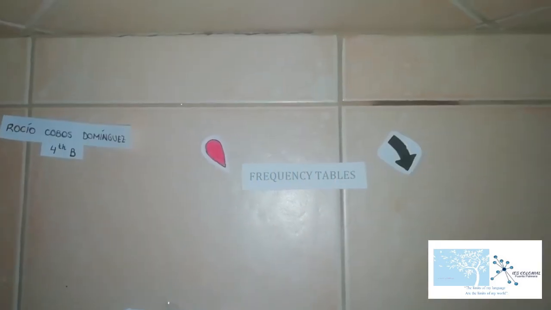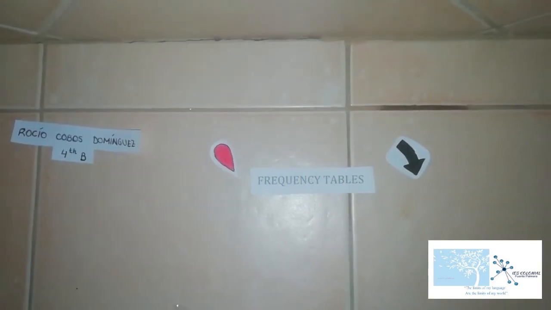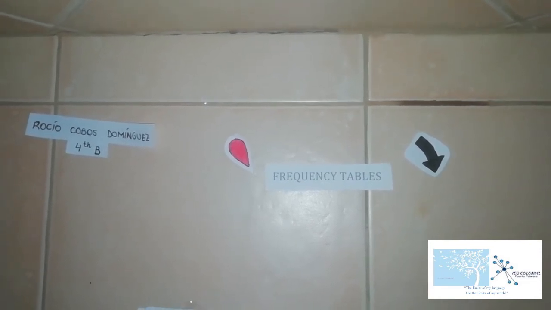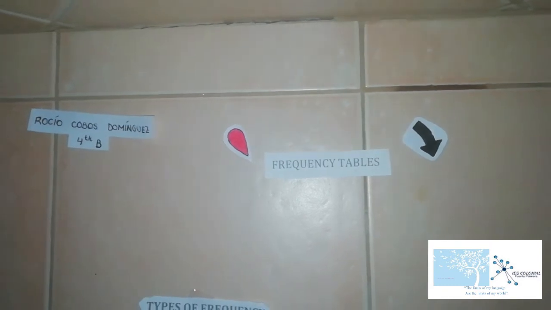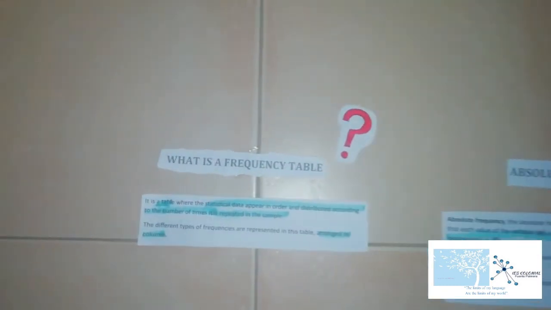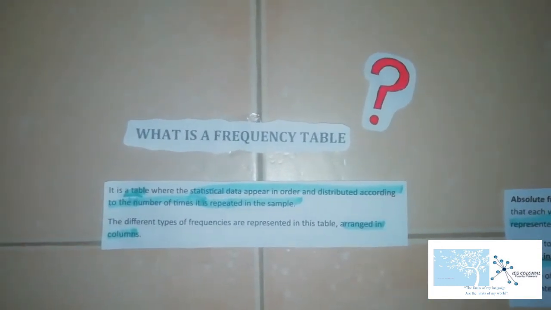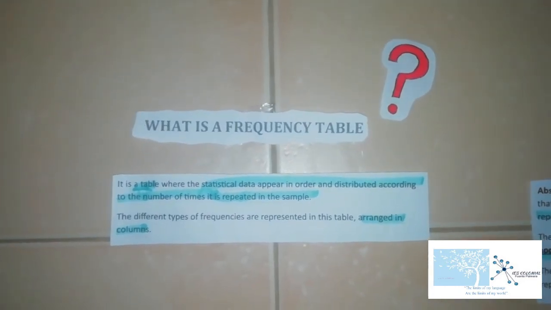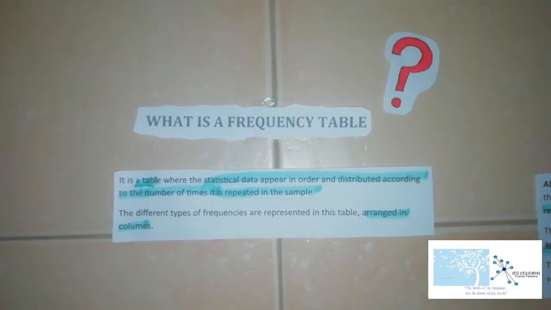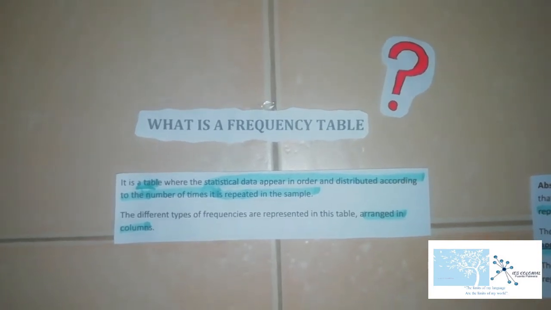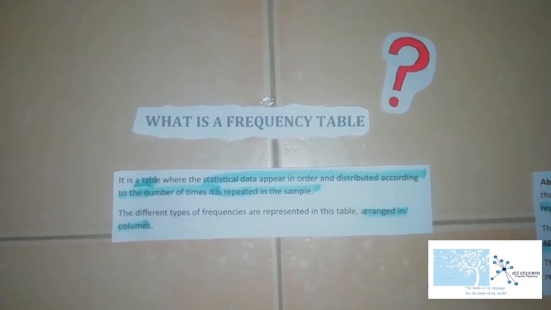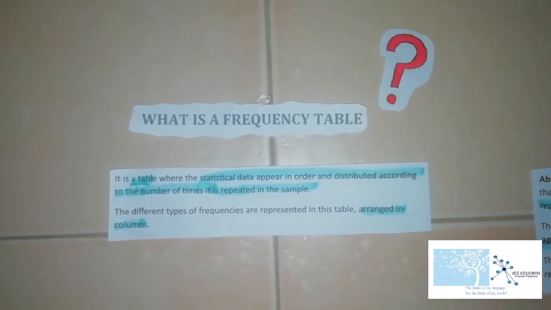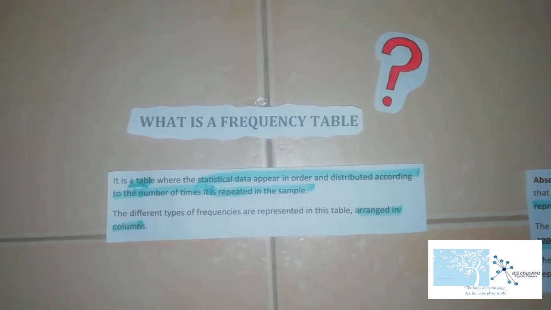Hello, my name is Rocío and I'm going to explain a common topic in mathematics, that is, frequency tables. What is a frequency table? It is a table where the statistical data appear in order and distributed according to the number of times each is repeated in the sample. The different types of frequencies are represented in the table, arranged in columns.